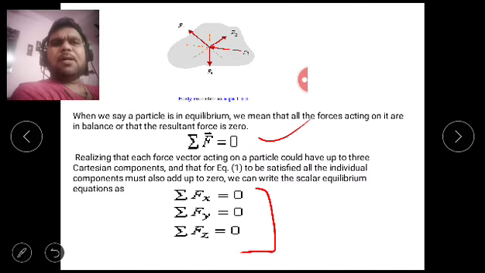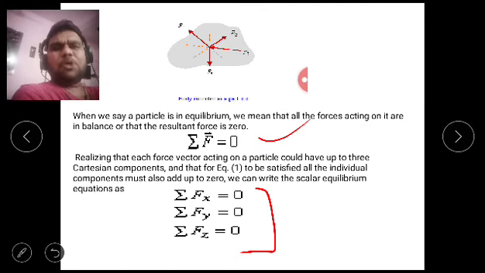That means if a particle or system of particles is in equilibrium, then the summation of the component of the forces along the x-axis will be equal to 0. The summation of the component of the forces along the y-axis will be 0, and the summation of the component of the forces along the z-axis will also be 0. So sigma Fx equal to 0, sigma Fy is equal to 0 and sigma Fz is equal to 0. We are going to use this concept in numerical problems in this chapter.